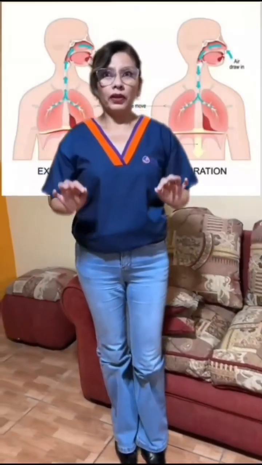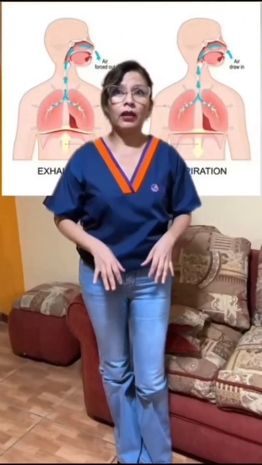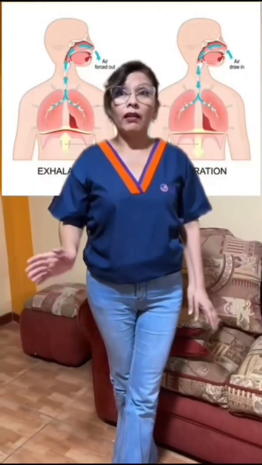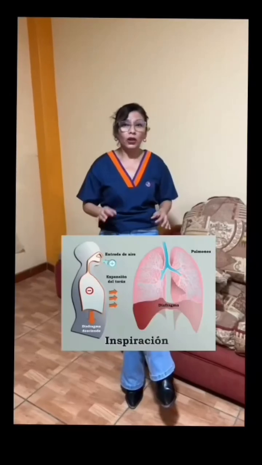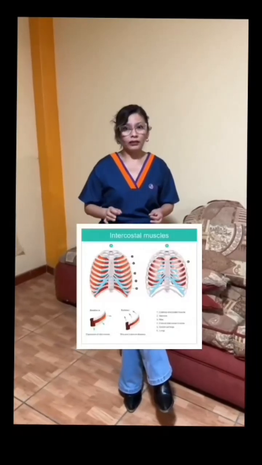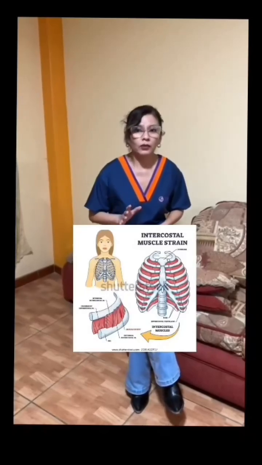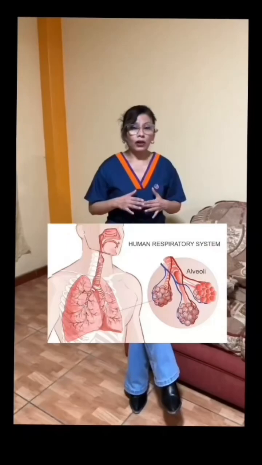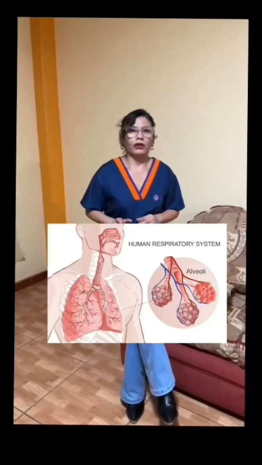Process of respiration. Human respiration occurs in three main phases: pulmonary ventilation, gas exchange, and transport. Inhalation: the diaphragm, the main respiratory muscle, contracts and moves downward. The intercostal muscles contract and lift the ribs. This increases the volume of the thoracic cavity and the lungs expand. As a result, air enters through the respiratory tract into the alveoli.